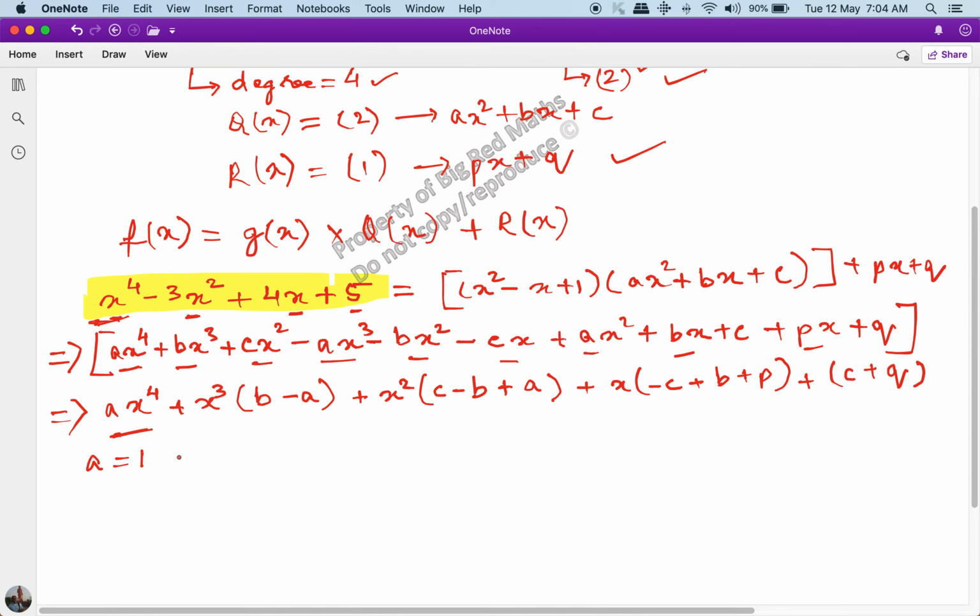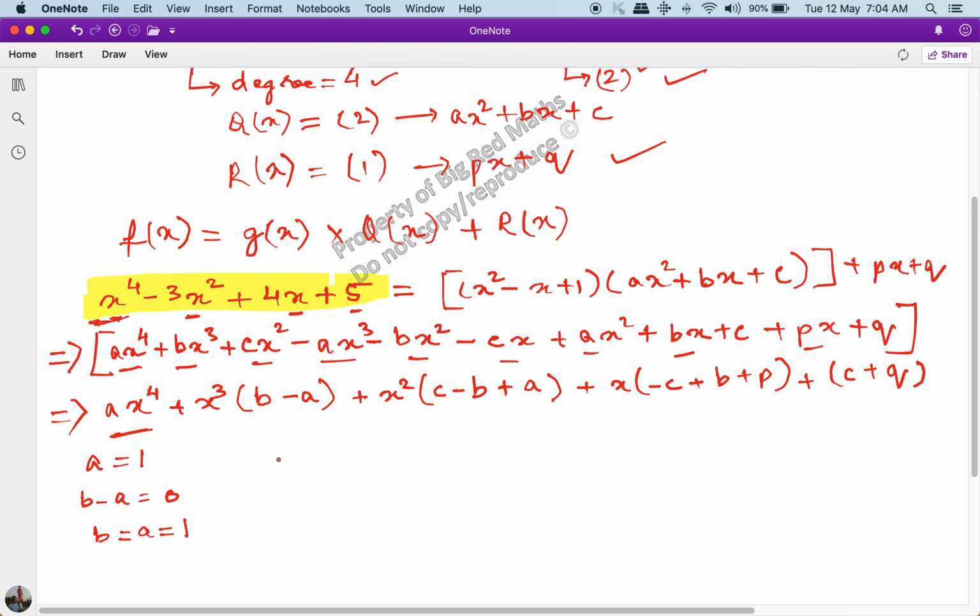The second condition you will get is there is no x cube here. If there is no x cube here, what it means is b minus a is equal to 0, which means b is also equal to a, which is equal to 1. So we know that a and b both are equal to 1.